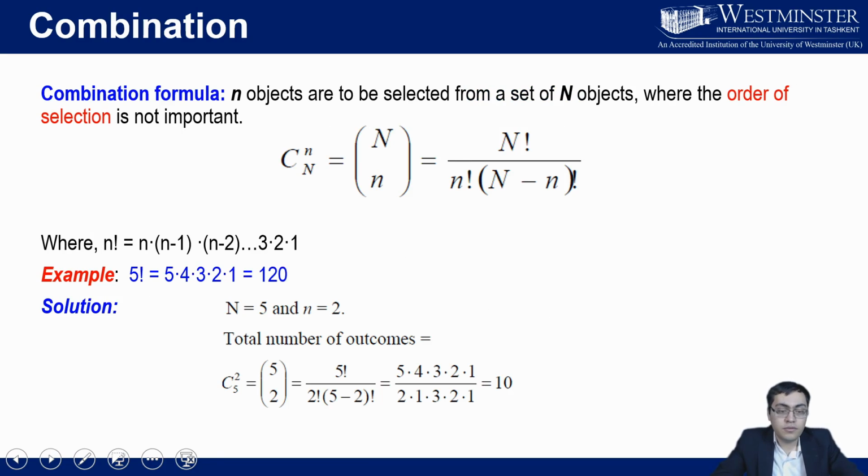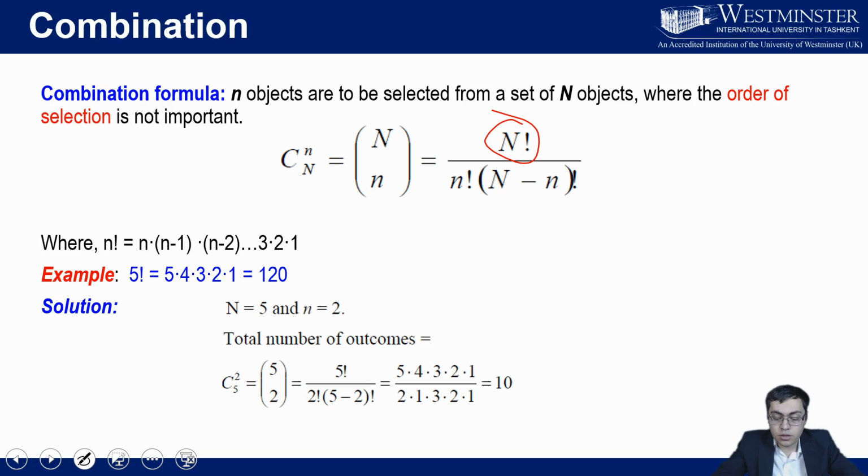Right, so the formula for a combination is as follows. Here we have small n number of objects to be selected from a set of large n objects, where the order of selection is not important. So that is the crucial part of a combination. And the formula is as follows.